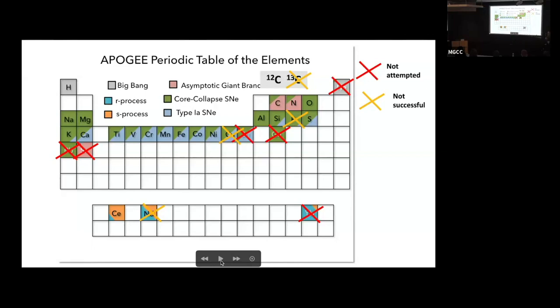neodymium. Did I get that right? Neodymium? Okay, that's the one I always forget. And we had to cut out some other elements because they ultimately weren't successful. Now, Chris Hayes went back and actually recovered a huge number of these elements by doing a different, very special analysis. So I will show a little bit of results from that.